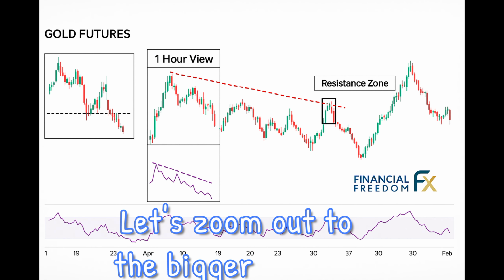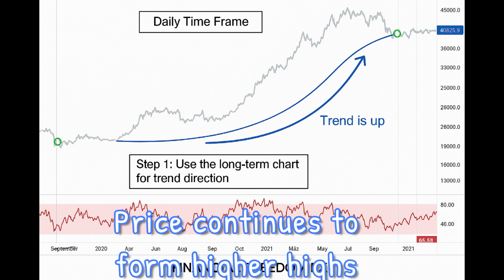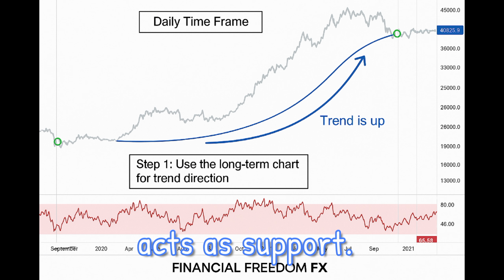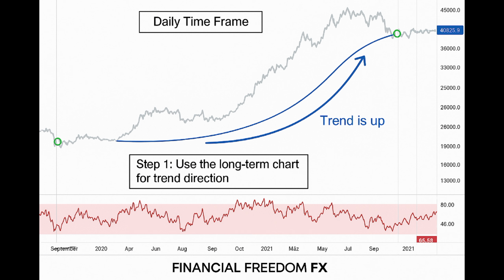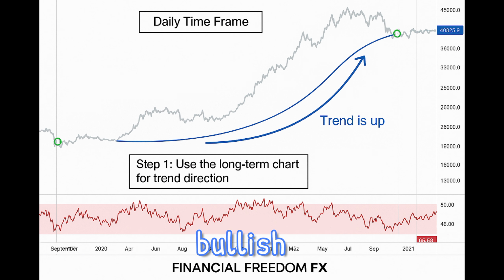Let's zoom out to the bigger picture. This is a daily chart showing a clean uptrend. Price continues to form higher highs and higher lows. A long-term moving average acts as support. The RSI confirms the trend by staying above 50. If we zoom into the 4H or 1H, we'll likely see bullish patterns forming at the moving average.